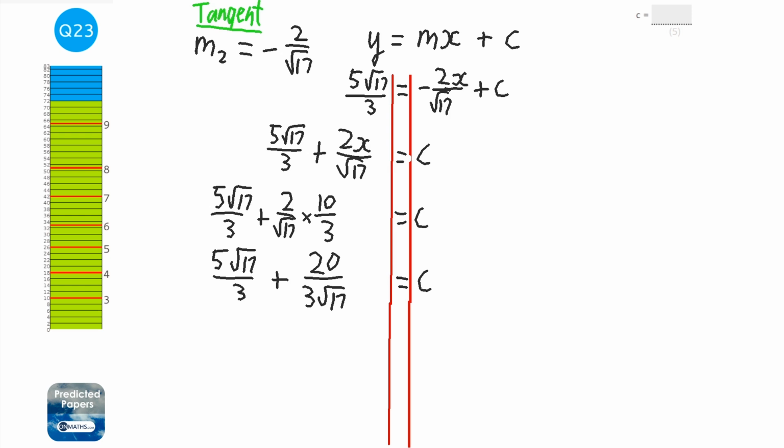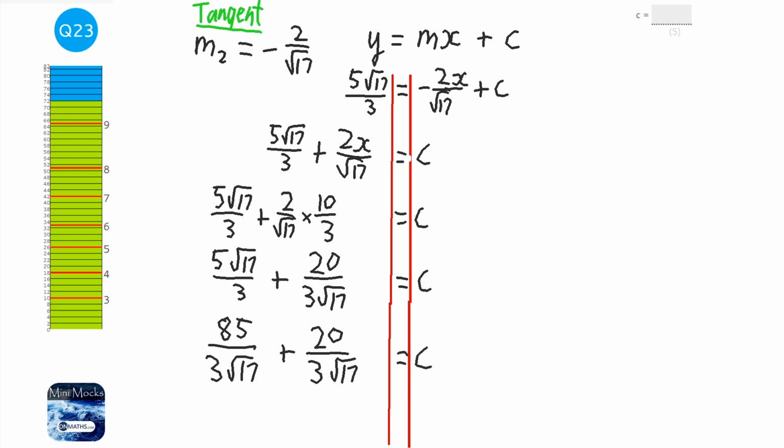Now when you times a root by itself, or a surd by itself, it just gets rid of the square root. So we end up with 5 times 17 at the top, which would be 85. And at the bottom we'll just have 3 root 17 plus 20 over 3 root 17.